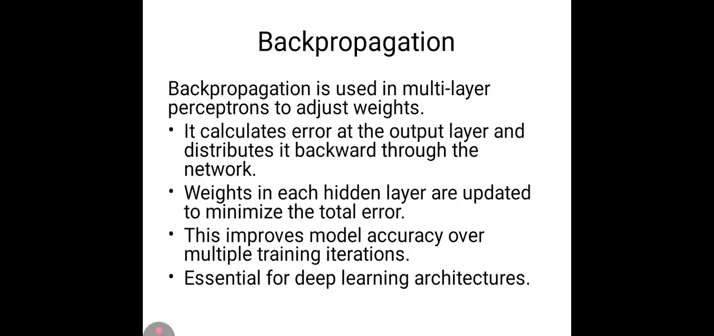So what is backpropagation? Backpropagation is one of the most important algorithms in deep learning. It works by calculating the errors at the output layer and then sending this error backward through the network. Each layer adjusts its weights based on how much error it contributed. With every training iteration, the total error decreases, which makes the model more accurate. Without backpropagation, deep learning would not be possible.